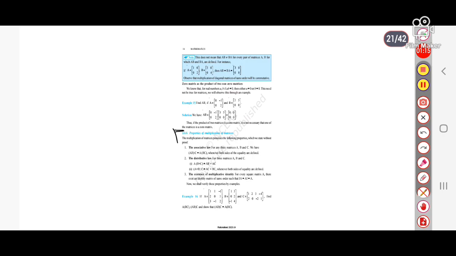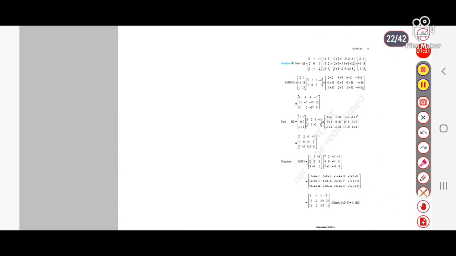Now we will jump into the examples given in the textbook. Example 16 deals with this: if matrix A is equal to 1 2 3 1 0 minus 1 minus 1 3 2, and B equal to 1 0 minus 1 3 2 4, C equal to 1 2 3 minus 4 2 0 minus 2 1, find A into BC, AB into C, and show that AB into C equal to A into BC. As we saw before in the associative law, they are asking us to prove it here.